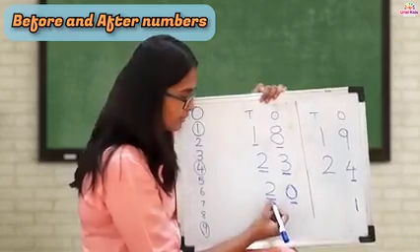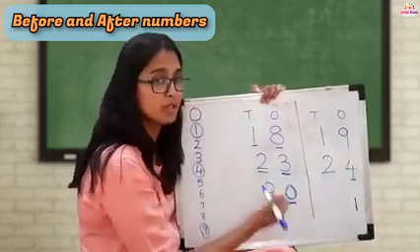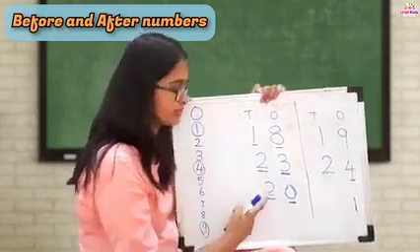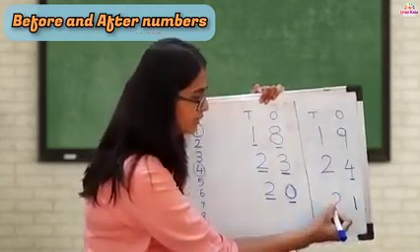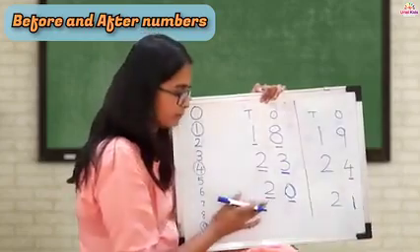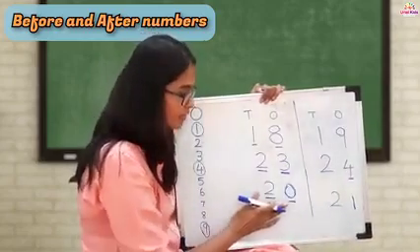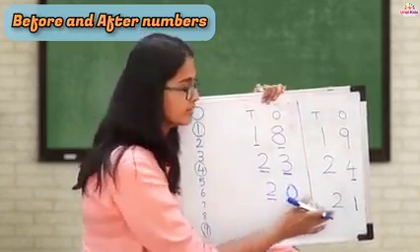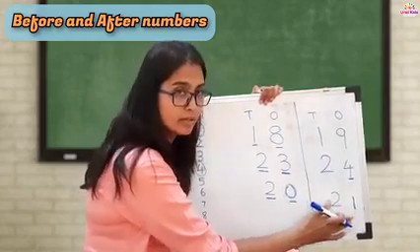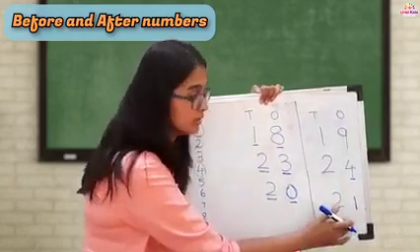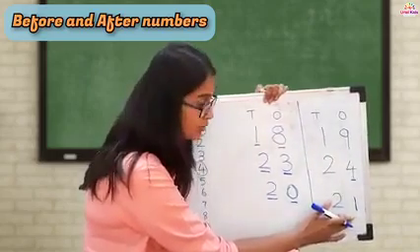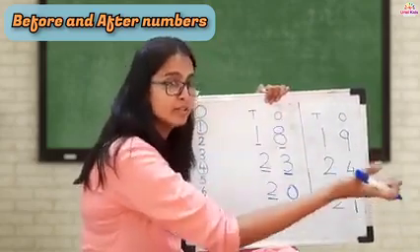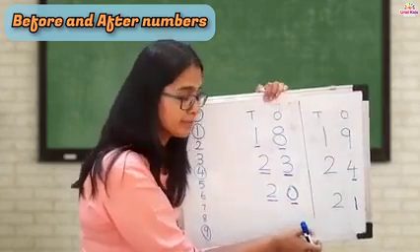And what number do you see in the tens place? I see number 2. So am I going to change this number? No, I am not going to change this number. I am just going to write it as it is. So the number that comes after 20 is 21. So which number is bigger here? The number 21 is bigger because it comes after 20.